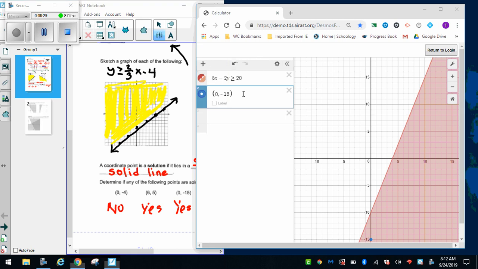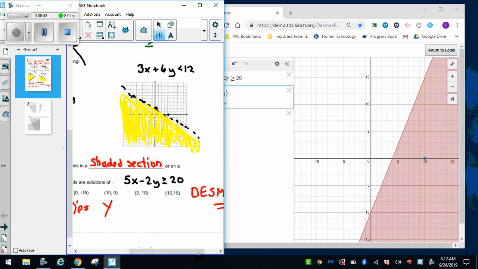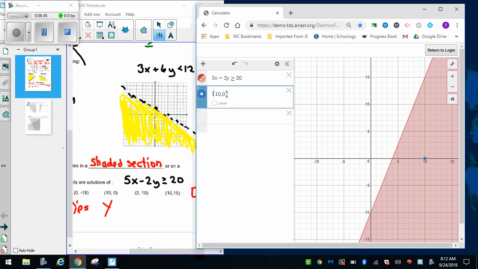Next one is 10, 0. Again, we plug that in, 10, 0. It's in the shaded area. Yes, that point is a solution. I'm just going to put Y because I'm running out of space. We have 2 more, 2, 10.